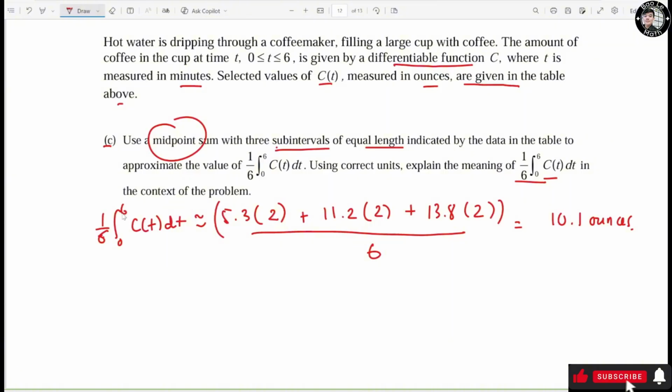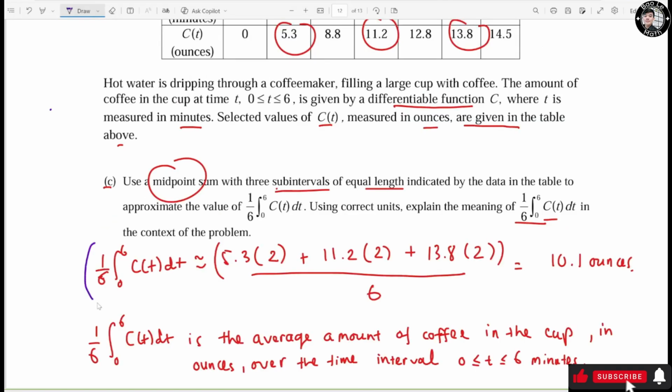To explain the meaning of this in the context of the problem, we need to say that the integral from 0 to 6 of c of t dt divided by 6 is the average amount of coffee in the cup, in ounces, over the time interval from 0 to 6 minutes. Because this is actually the average value of the function, use the formula 1 over (b minus a) times the integral from a to b of f of x dx. Now a equals 0, b equals 6, that's why 6 subtract 0 is going to be 6.